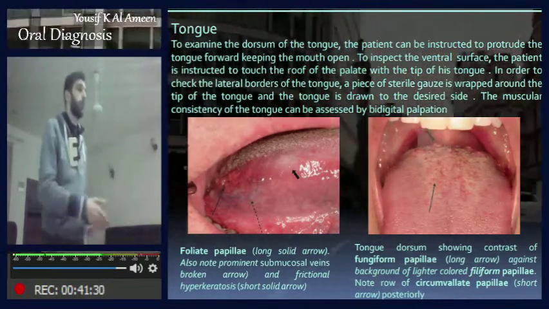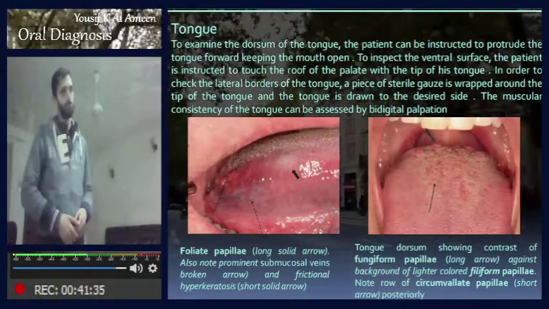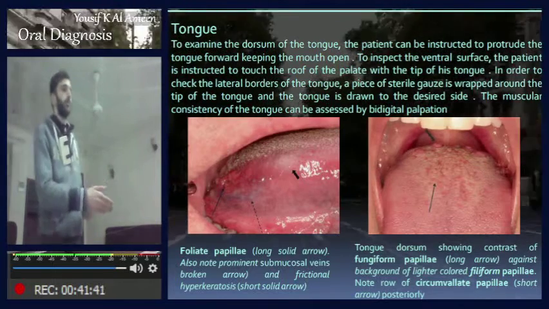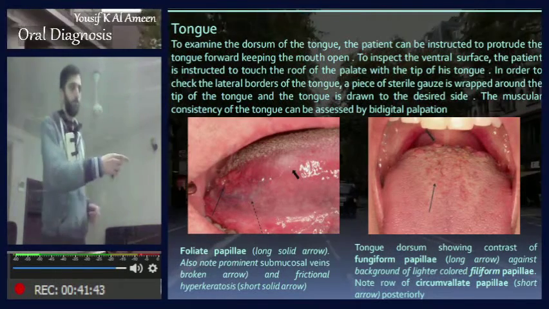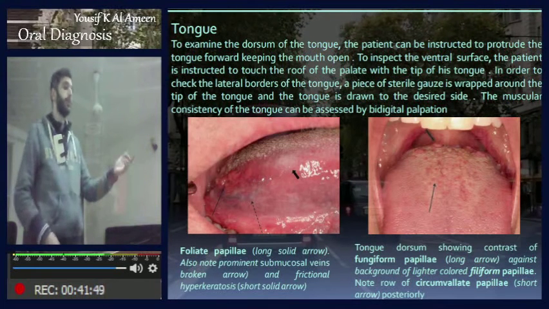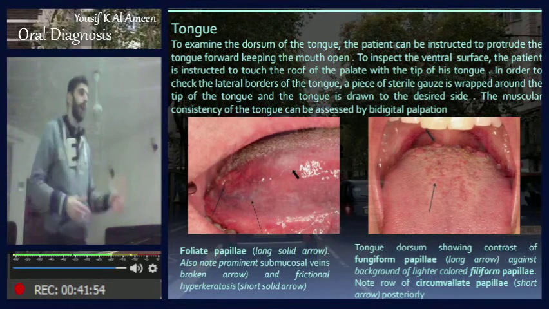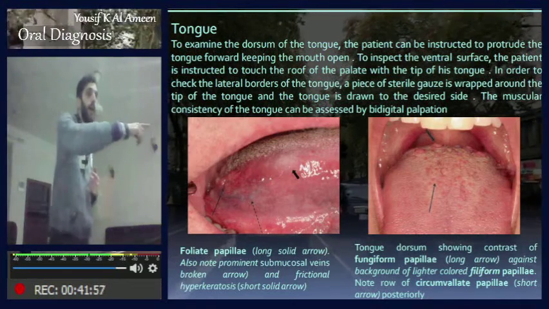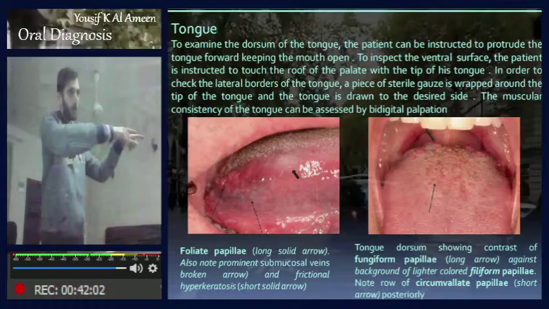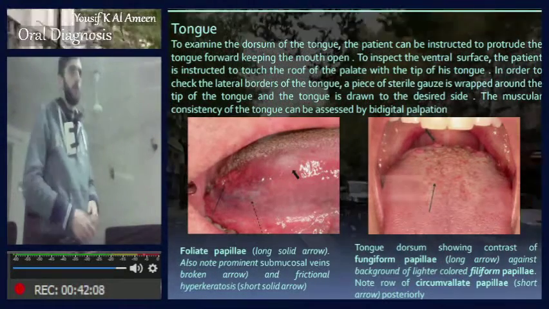Tongue dorsum showing contrasts of fungiform papillae against the background of colored filiform. And then we have a circumvallate papilla. Here, just one circumvallate papilla at the dorsum of the tongue, and there is a small line in this picture. It's very far away from my finger, but it's a circumvallate papilla posteriorly.